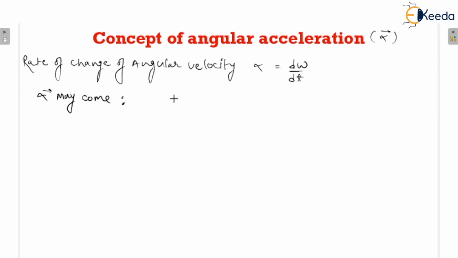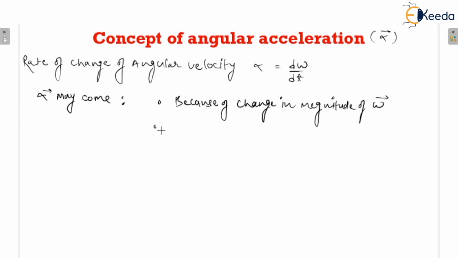So alpha may come because of change in magnitude of omega, and the second is change in direction of omega. Yes or no? So this is a clear concept.